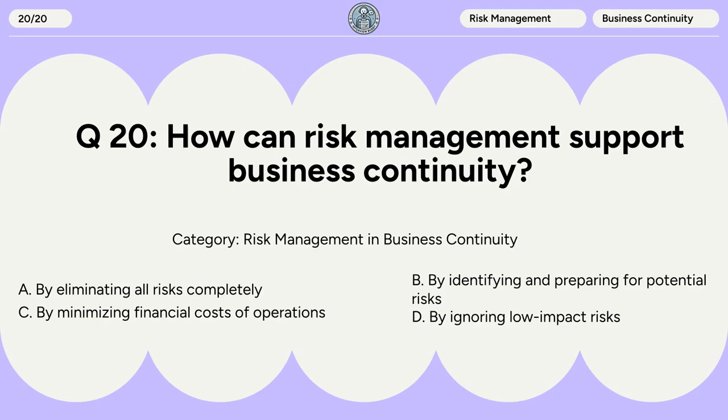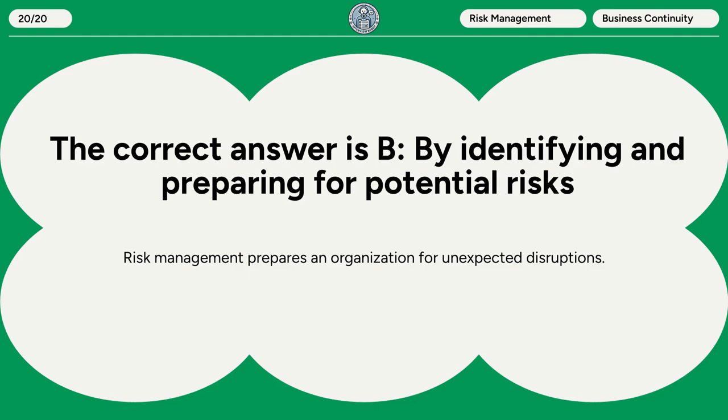Question 20. How can risk management support business continuity? A. By eliminating all risks completely. B. By identifying and preparing for potential risks. C. By minimizing financial costs of operations. D. By ignoring low-impact risks. The correct answer is B. By identifying and preparing for potential risks. Risk management prepares an organization for unexpected disruptions.